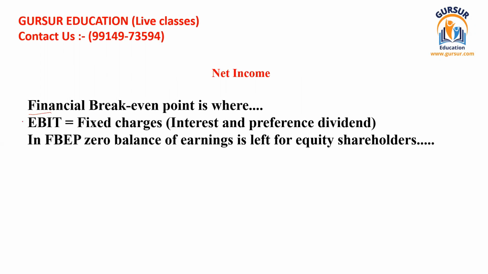Okay, so this is earning before interest and tax equal to fixed charges. If earning before interest and tax is equal to fixed charges only, which are interest and preference dividend, then we shall be left with a zero balance of earning, and nothing is left for the equity shareholders. In the vocabulary of financial management, this is known as a financial break even point situation, in which shareholders are left with nothing.